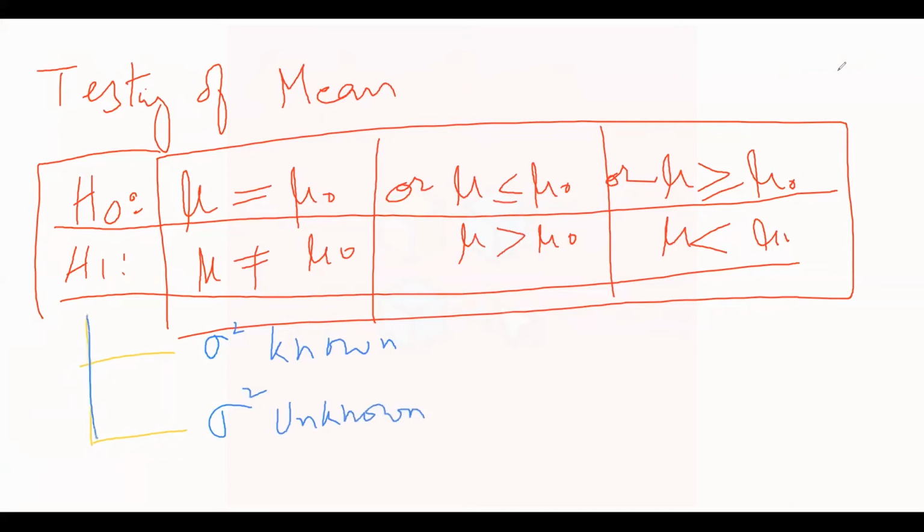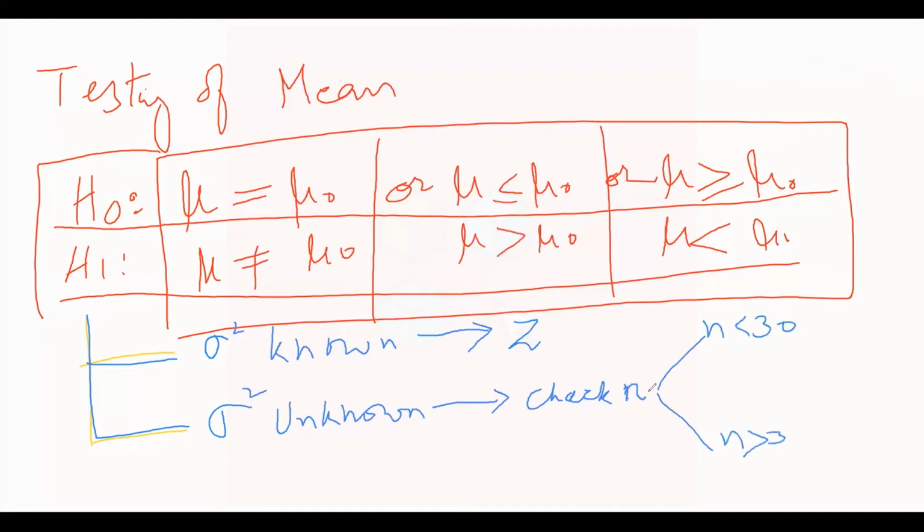If sigma square is known, then obviously either our sample size is small or sample size is large, we will use Z statistic. If sigma square is unknown, then we will further check one more condition related to the sample size n. So we will check whether the sample size is small or large. There are two cases, n is less than 30 or n is greater than 30. If n is greater than 30, we will use Z statistic, and if n is less than 30, we will use T statistic.